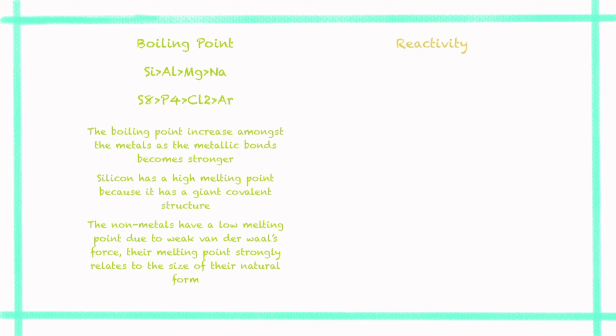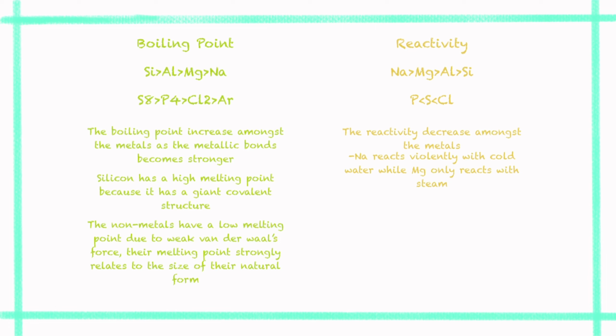Next is reactivity. The reactivity of metals and metalloids decreases in order from sodium to silicon, and the nonmetals increase in order from phosphorus to chlorine. It is clear that the reactivity decreases amongst the metals since the ionization energy increases across the period. Take the reaction with water as an example. Sodium reacts violently with cold water, whilst magnesium only reacts with steam. Nonmetals have an increasing reactivity across the period due to the increase of electronegativity. In summary, the more to the edges the element is in a period, the more reactive it is.